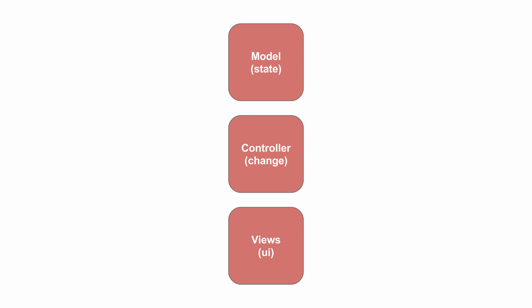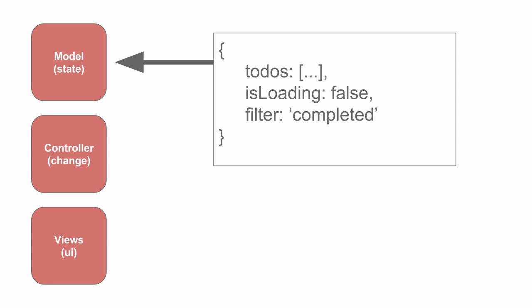The state of the application is stored in what we call a model. The business logic for changing that state is defined in the controller. And the UI we often refer to as the views. Unlike other frameworks, Cerebral has only one instance of a model and one instance of a controller.